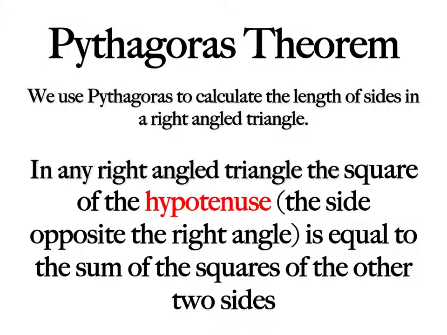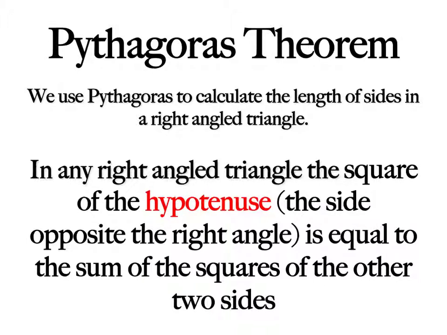Okay, Pythagoras' theorem. What the hell is it? Well, long story short, we use Pythagoras to calculate the lengths of sides in a right-angled triangle. That's why we use it. Why the hell would you want to use it? I'm going to show you a few examples next lesson of where we actually can use it helpfully. But this is the idea, that we use it to calculate the length of the sides.